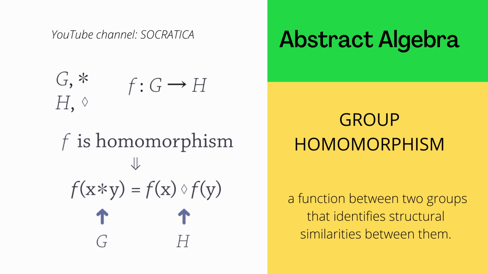Let's say we have two groups, a group G with an operation and a group H with a different operation. Now, F is a homomorphism from G to H if F of x times y, and notice here the operator is from G, equals F of x times F of y. Notice here the operator is from the group H. If you can confirm this for your set of elements, then you have a group homomorphism, a function between two groups that identifies structural similarities between them.